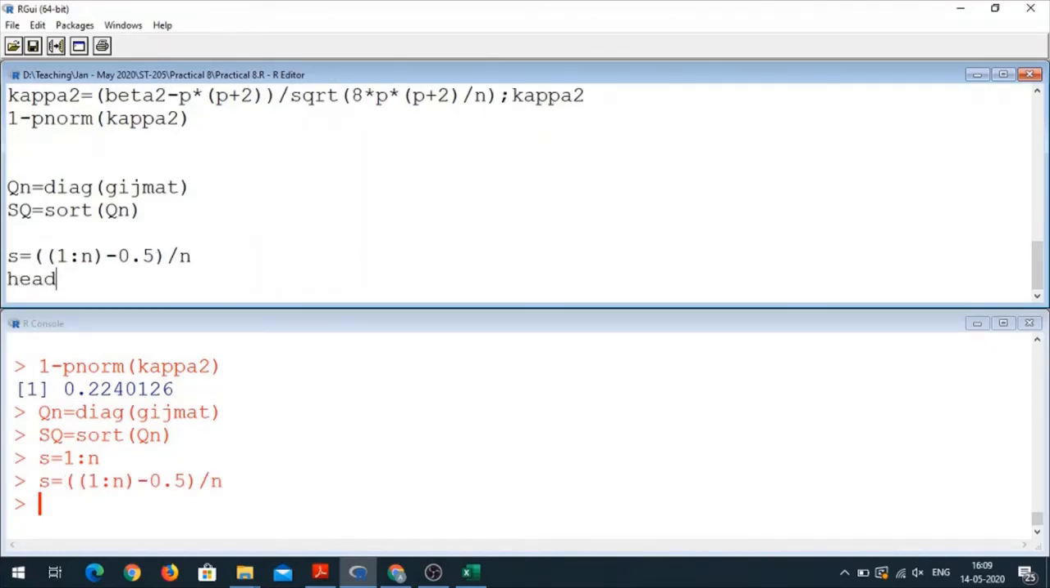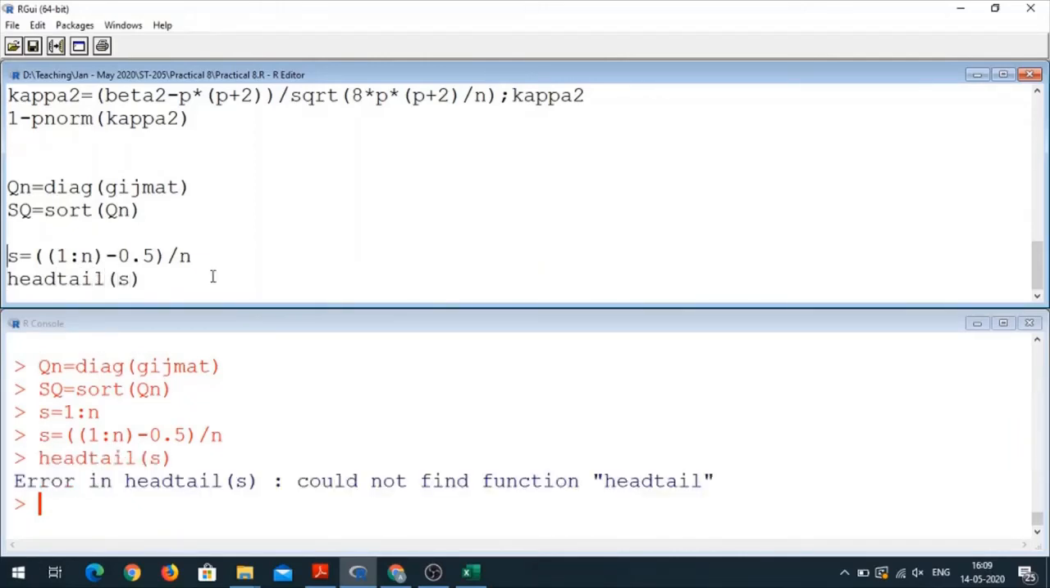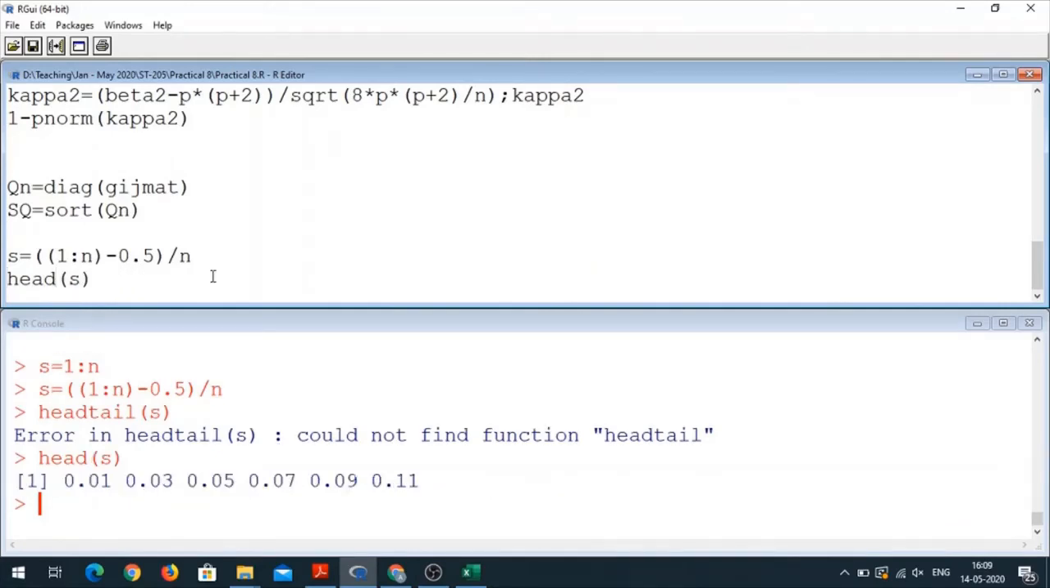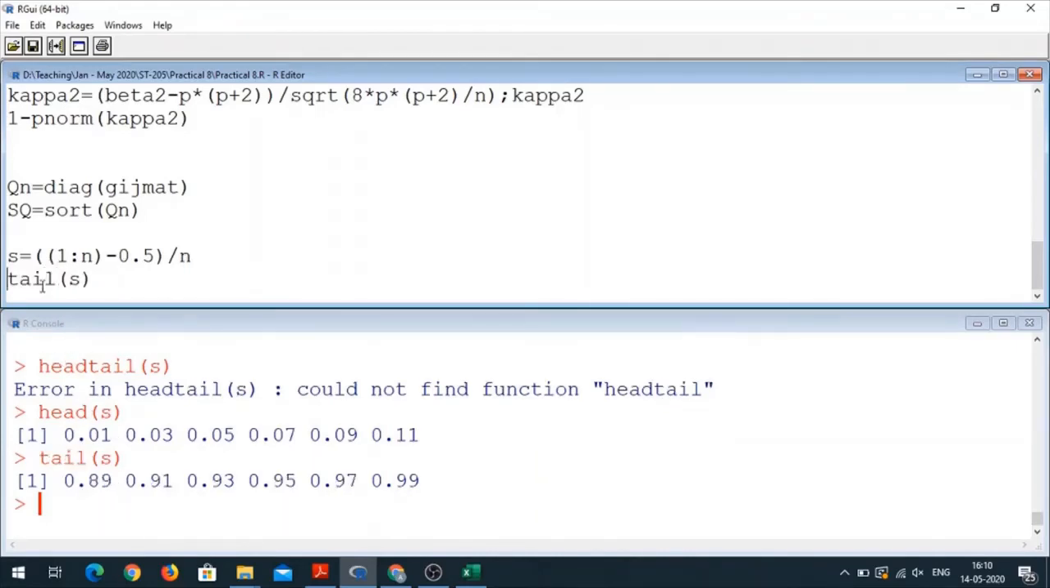So let me say head and tail of s. Head and tail give me the first few values, and I don't know, it probably works only for matrices. It should work. Okay, let's give head s. So the first value will be 1 minus 0.5 divided by 50. So 0.5 by 50 is 0.01. Okay, so it is correct. Similarly, tail of s. The last value it is taking as 0.99. It would be 50 minus 0.5 divided by 50, so 49.5 divided by 50. So it is 0.99. Okay, so this seems correct.